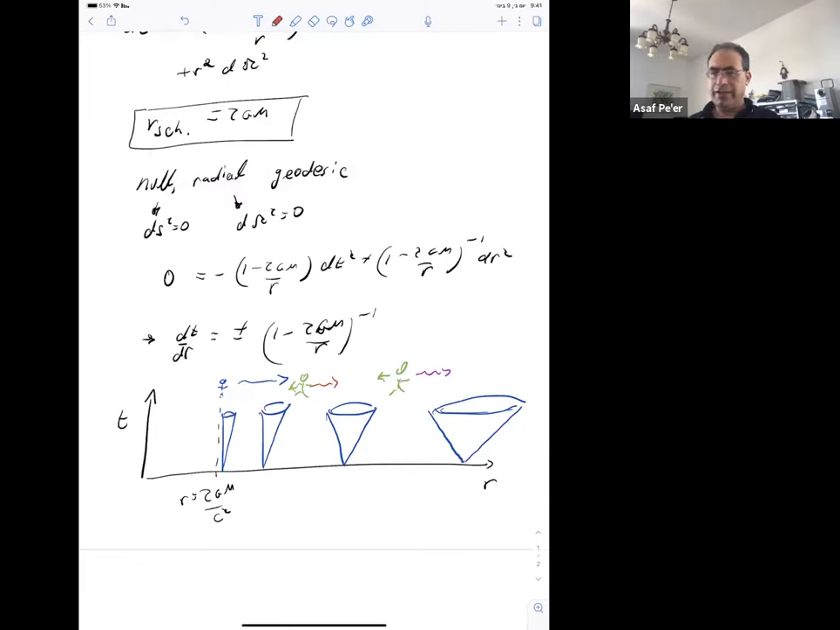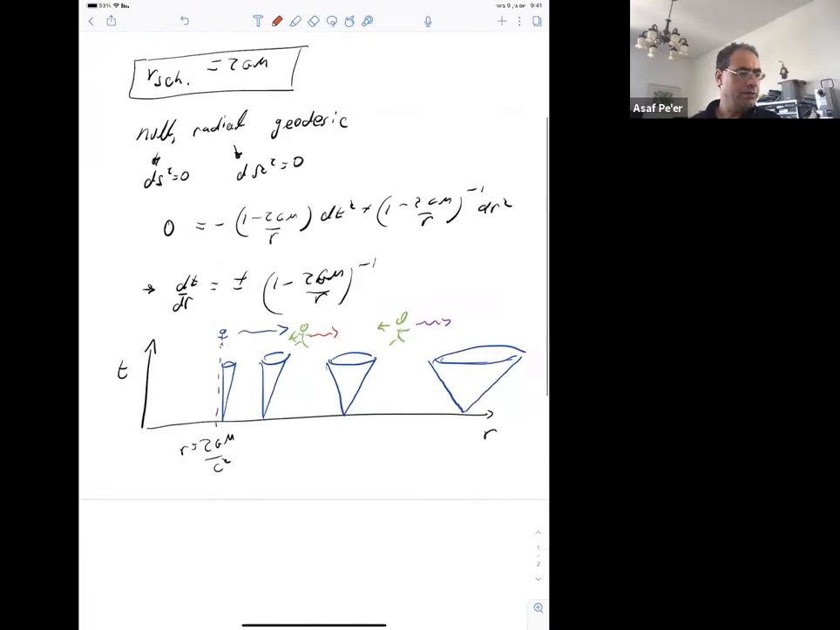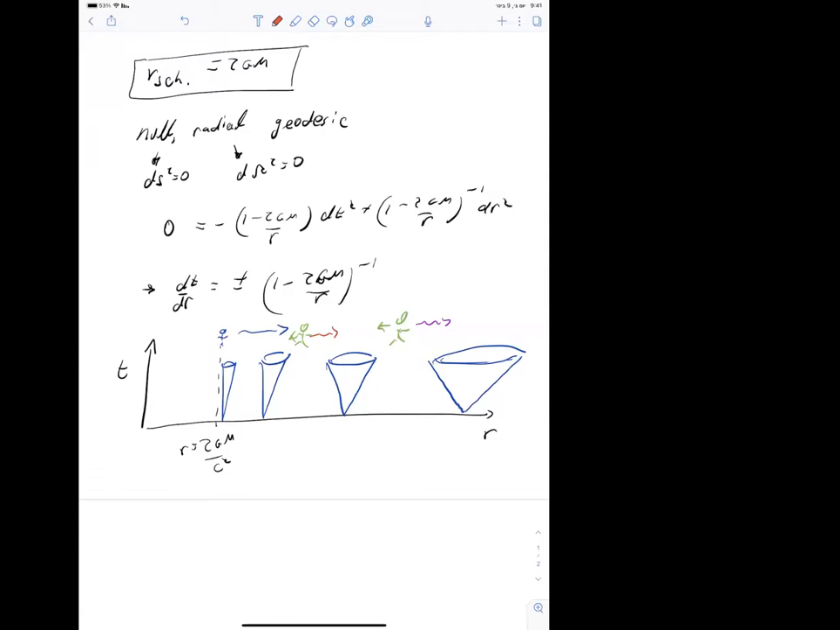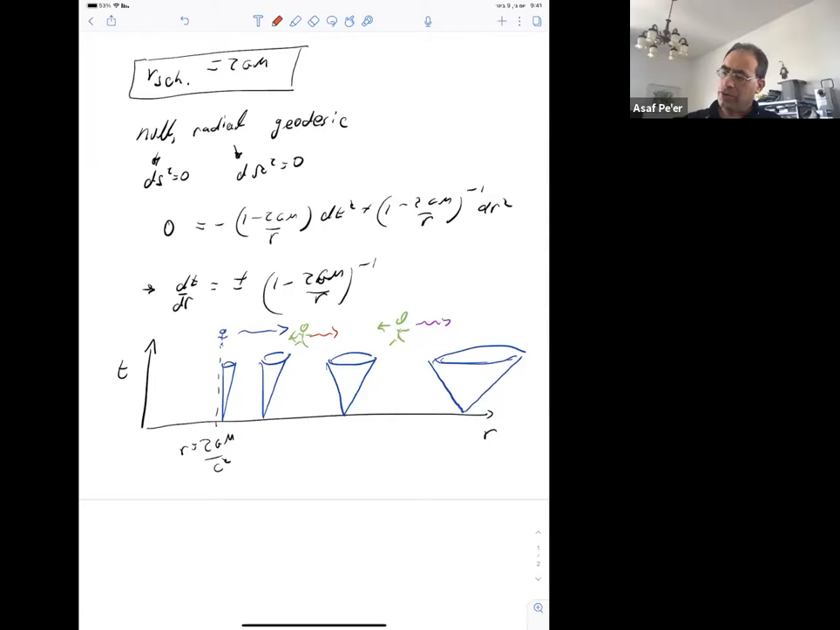Now, we wanted to see if there is a way of reformulating the coordinates in such a way, and we started manipulating the coordinates, right? So the first thing we did was defining the tortoise coordinates.